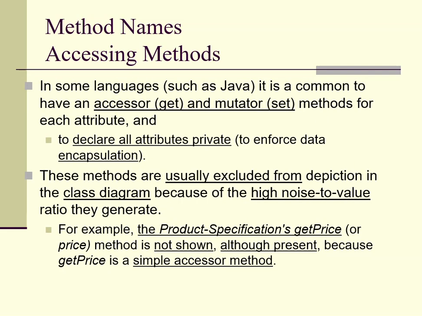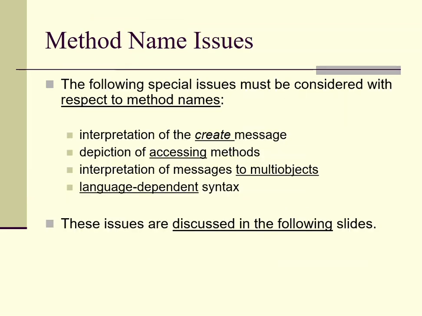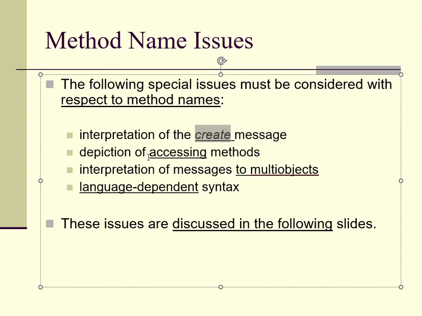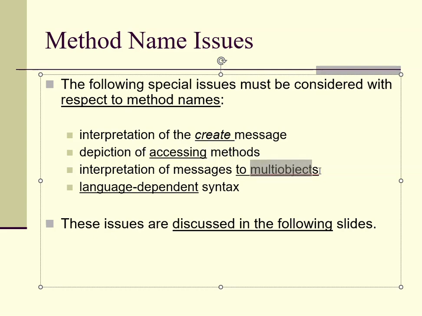Accessing methods. You see there is get and set. We'll come to it. Method name multi-object as well. So these are what we exempt. Exempt every create. Exempt every access, get and set, the accessing methods. Exempt every method that goes to the multi-object or is used by the multi-object.